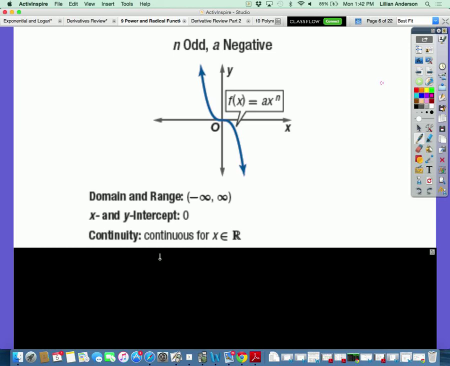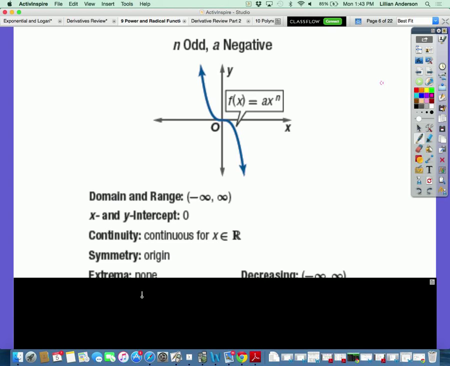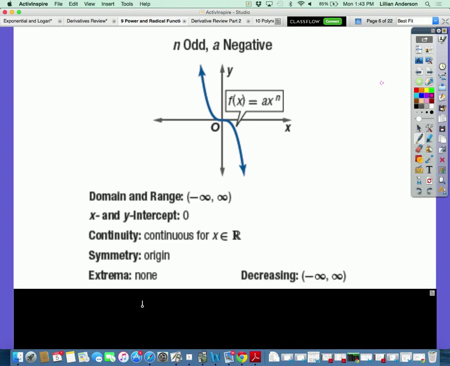So far, when n is odd and either A is positive or negative, none of this information has changed so far. Okay? But there is a piece of information that does change. It's no longer increasing on the entire interval, it is now decreasing. Okay? Because I'm going down to trace over from left to right. Okay? I still don't have any extrema.